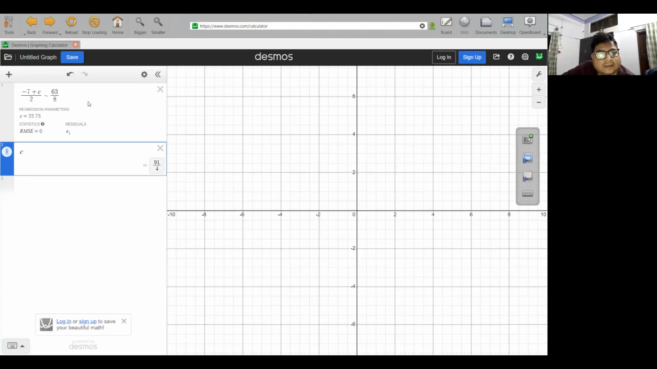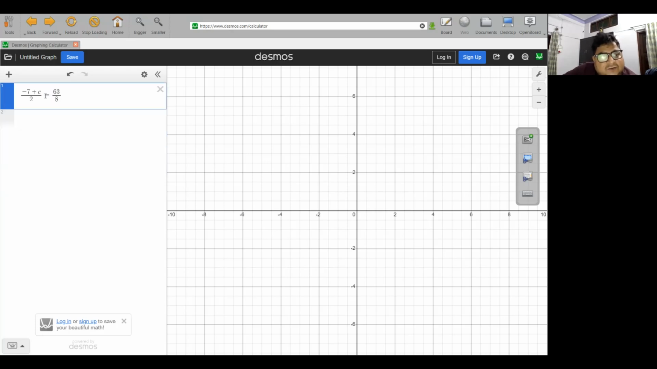So here, what I have written is the same thing. The average of the x coordinates, which is -7 plus C by 2, is equal to the axis of symmetry, which is 63 by 8. Now, the system understands only x and y. It does not understand what C is. To find the value of the unknown parameter, you have to use the regression symbol instead of equal to. You can see it on the keyboard below the escape key, and you can type it here. You will get 22.75.